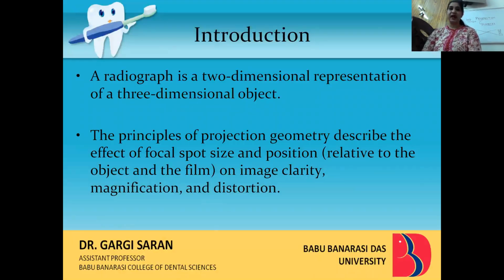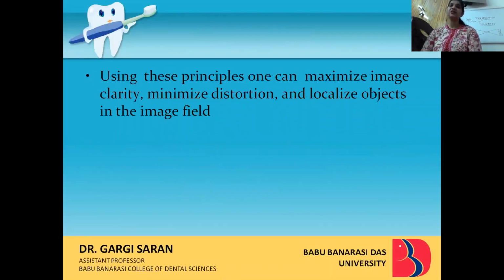A radiograph is a two-dimensional representation of a three-dimensional object. The principles of projection geometry describe the effect of the focal spot and its position relative to the object and the film on image clarity, magnification, and distortion. Using these principles, one can maximize image clarity, minimize distortion, and localize the objects in the imaging field.